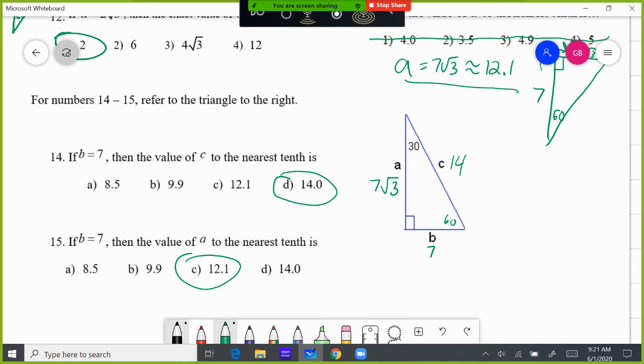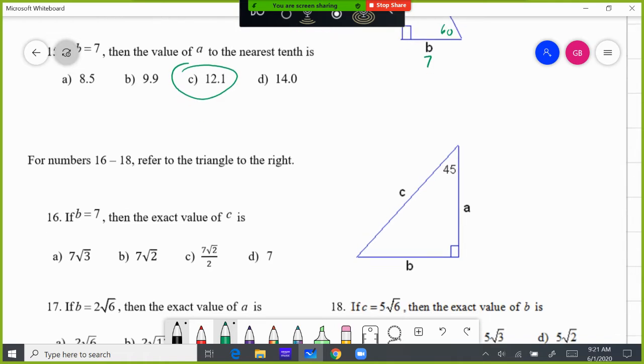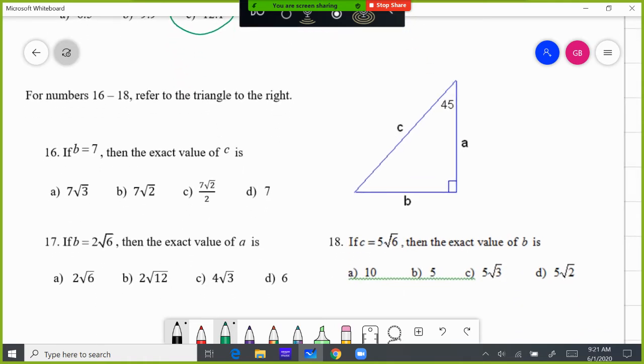All right, so that's 15. Okay, 16, 17, 18 refer to the triangle to the right. So this is our other special right triangle, the 45, 45, 90. Something to remember: if two angles are congruent in a triangle, then the sides opposite to them are congruent. So I'll call the first two sides x and x. And then to find the hypotenuse, you just multiply x by the square root of 2, whatever the number is.